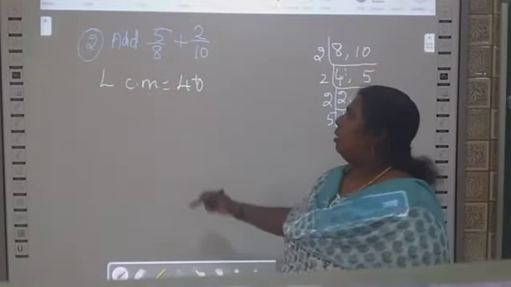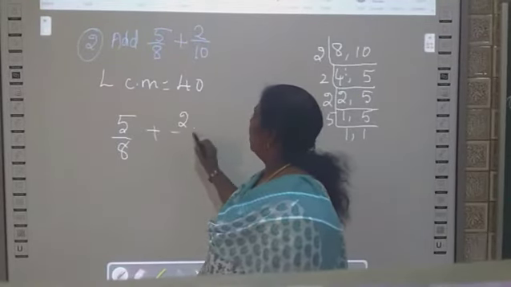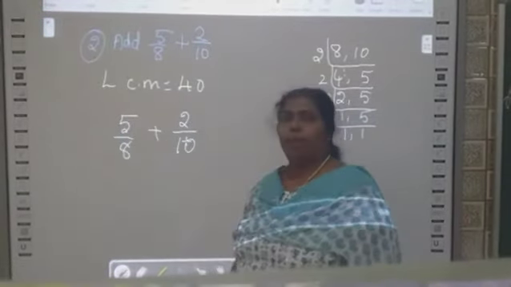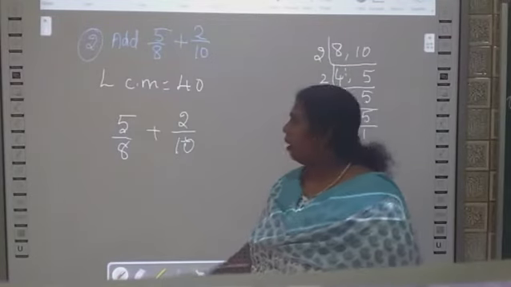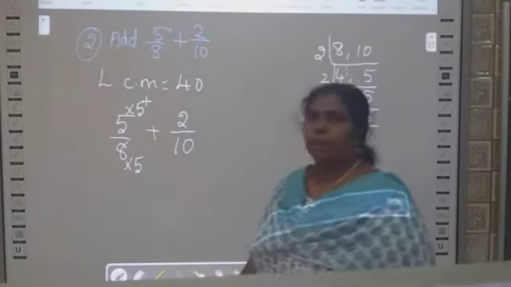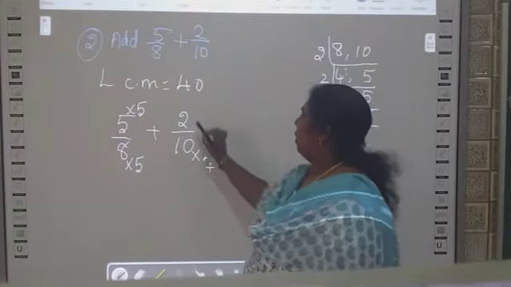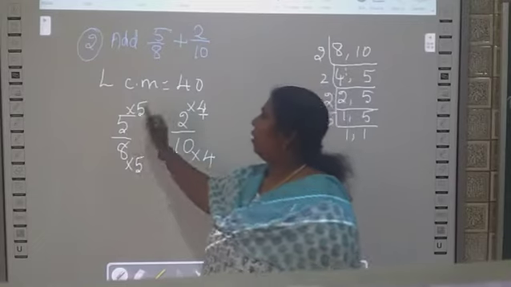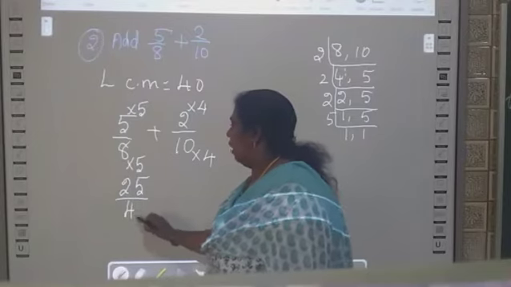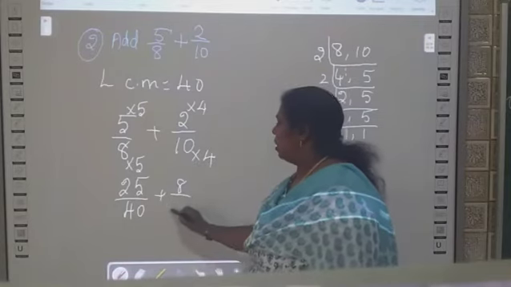Okay. Now 5 divided by 8 plus 2 by 10. So here we want to make the denominator 40, isn't it? So 8 how many times 40? 8 times 5 is 40, right? So numerator also multiplied by 5. Then here 10 how many times 40? 4 times, isn't it? Then here also multiply by 4. Now 5 times 5 is how much? 25. Here 8 times 5 is 40. Plus 2 times 4 is 8. Then 10 times 4 is 40.